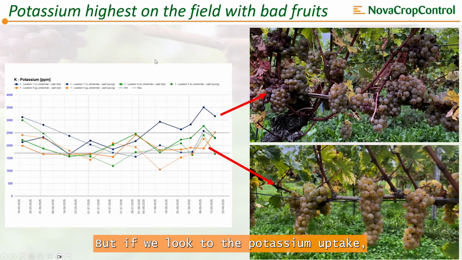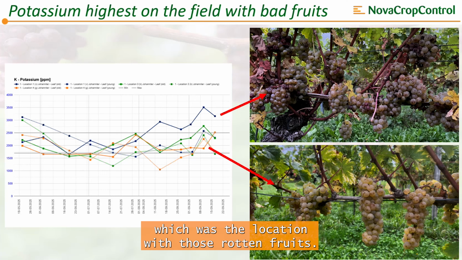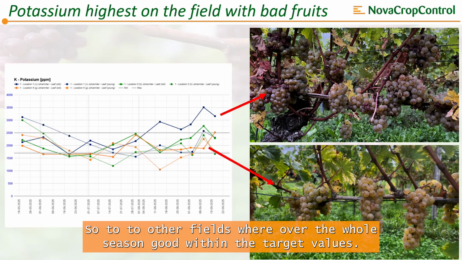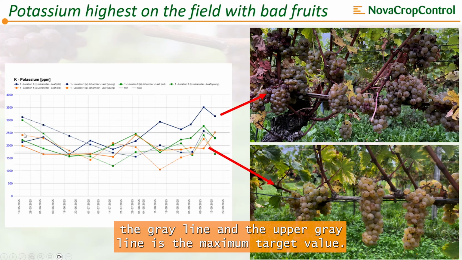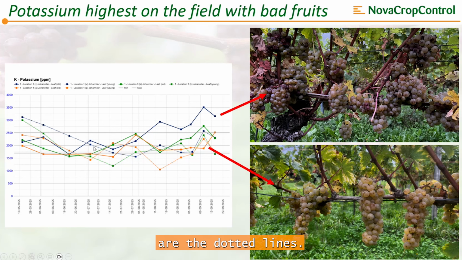But if we look at the potassium uptake, then it's interesting that we see a big difference between location V, which was the location with those rotten fruits, and the 2 other fields. So the 2 other fields were over the whole season within the target values. We look at the minimum target value over here, the gray line, and the upper gray line is the maximum target value. With plant sub-analysis, we look at the straight line, which are the old leaves, and the young leaves are the dotted lines.